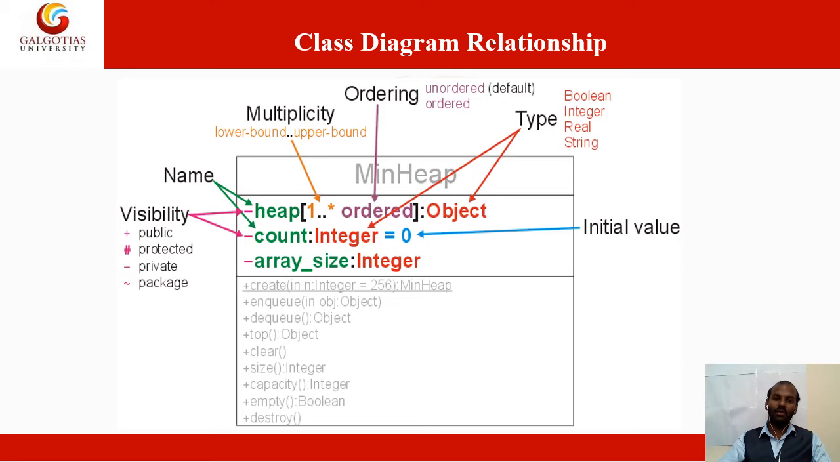For the minimum heap, what are the attributes given over here? So heap, that is 1 to unordered, and count, that is another variable mentioned with the data type as integer, and the initial value is given as 0, and array size is also indicated by the integer data type, and these are all hidden. So this hidden information is operated on by the operations of your minimum heap: clear, enqueue, dequeue, destroy, empty, capacity and size of your minimum heap. All these things we do as operations of the particular class, right?